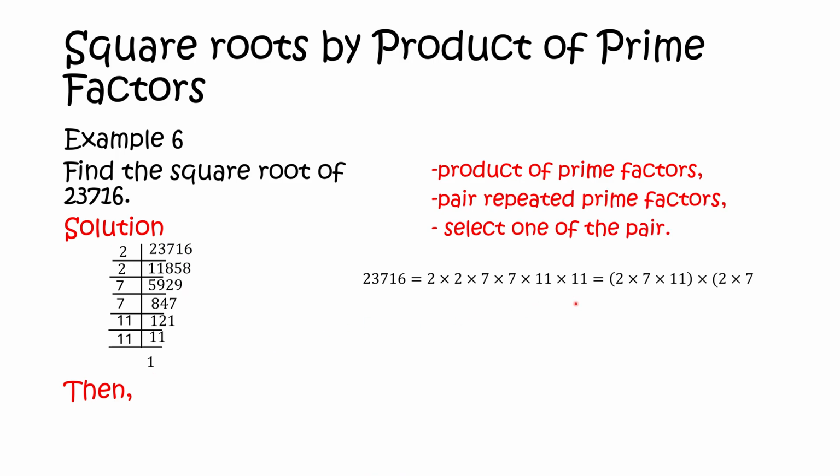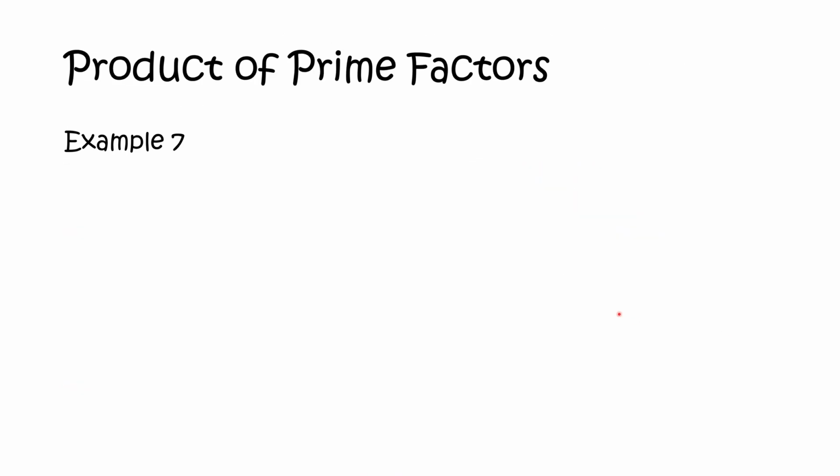Now we separate this into 2 identical groups. Each group would have 2 times 7 times 11. So now the square root of that number would be 2 times 7 times 11. When we multiply that, we would get 154 is our answer. Great. So let's move on to the other example.